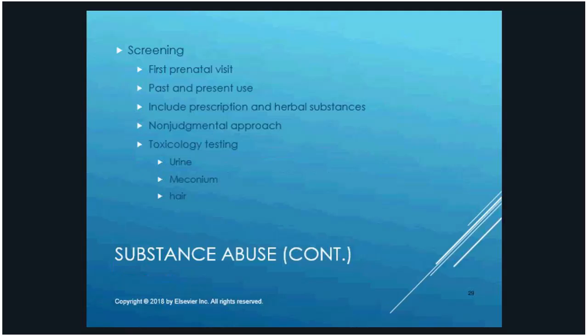Usually when we do toxicology tests on the babies in the NICU or in the nursery, there's a little bag that pretty much fits on the baby for urine and meconium. Once they produce urine or meconium, it holds it in there, and you're able to pour it into the container that you need to send down to the lab.